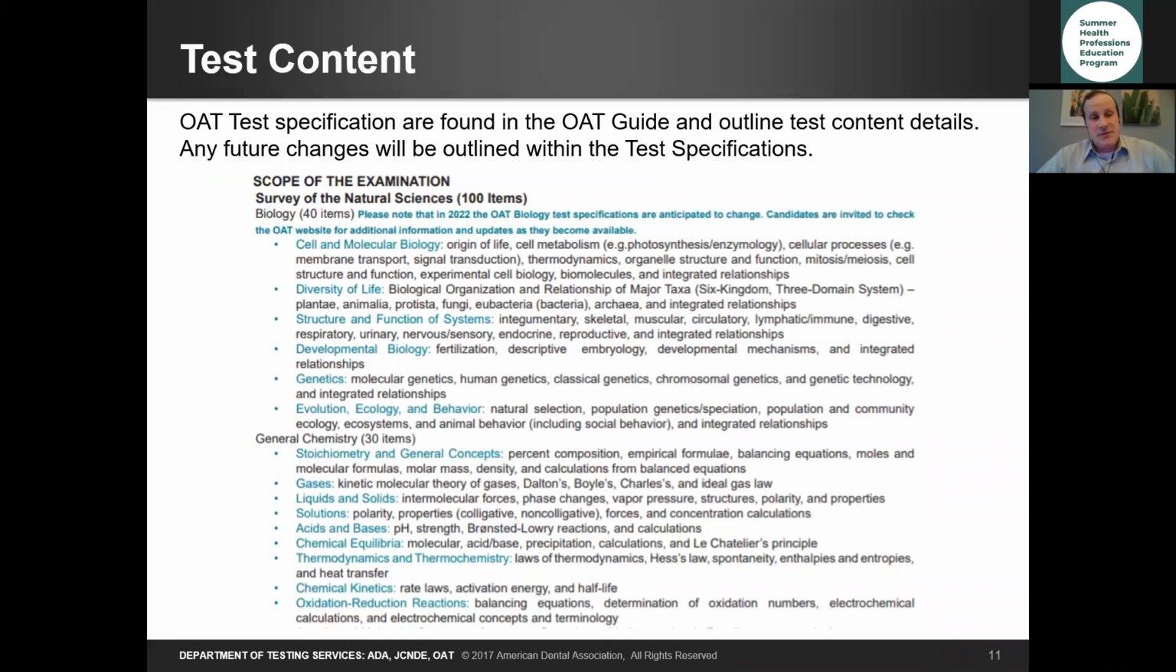This is what the test specifications look like within the guide that I mentioned earlier. So this starts on page 5 of the OAT guide. Should anything ever change, we would post about that on the website, and it would be posted in the guide. There are not any scheduled significant changes for the OAT. In 2022, the bio test specs are scheduled to change as it says there. So when we get closer to 2022, the specifics about that will be posted on the website, and they will appear in the 2022 version of the OAT guide, which is updated on an annual basis.